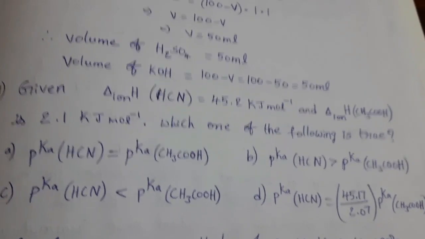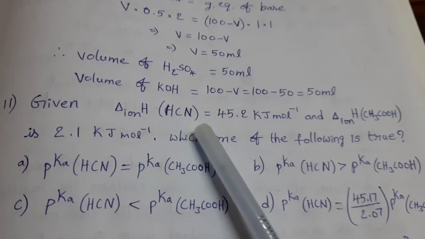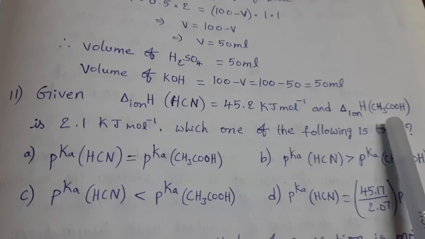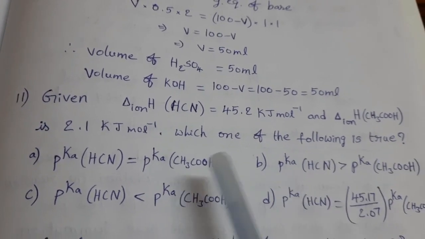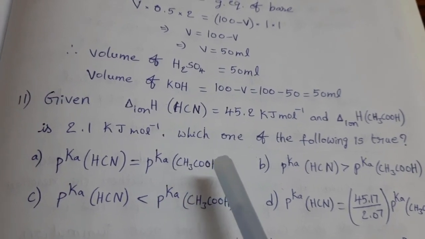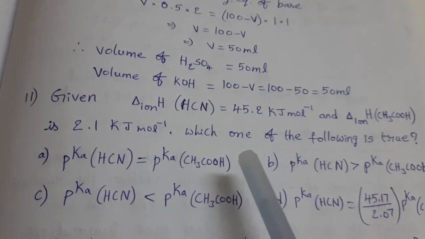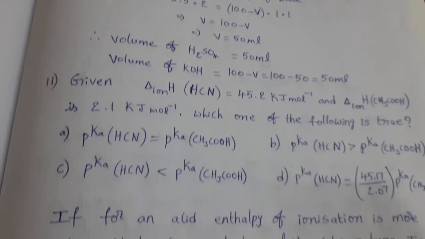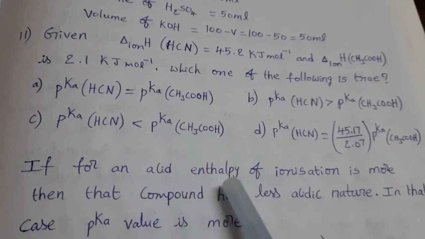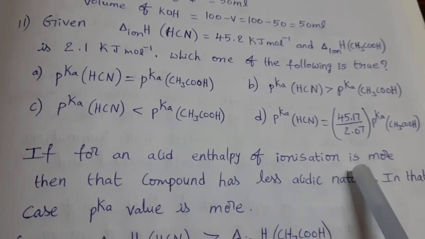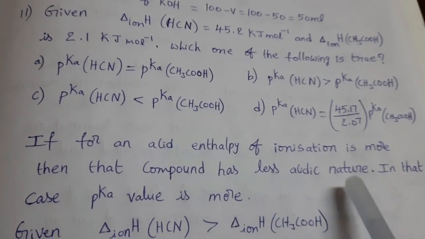Okay, so HCN is a weak acid and CH3COOH is also a weak acid. Between these two, we should find out which compound has more pKa value and which has less pKa value. Say this: if for an acid enthalpy of ionization is more, then that compound has less acidic nature.